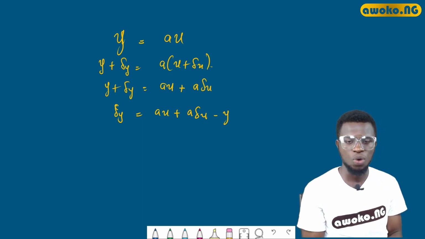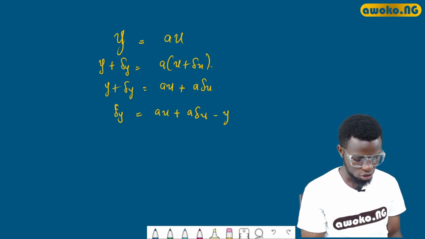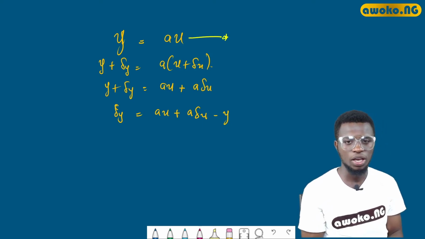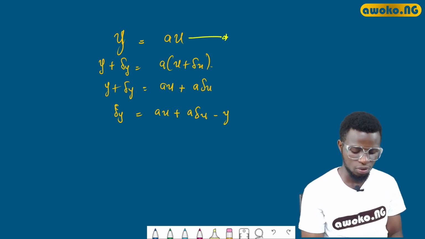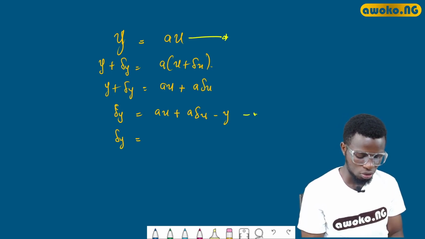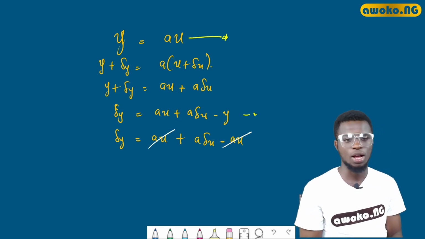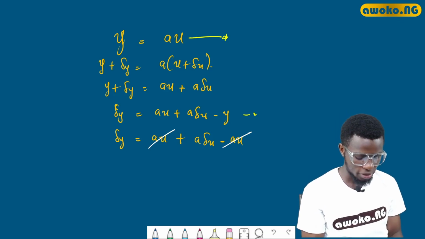What then is the value of y from our initial question? Our initial question, which is over here, we said y equals au. So if we substitute the value of y into this equation that we have over here, we have that dy is equal to au plus a du minus au. Of course, this will cancel out and I'll be left with dy equals a du.